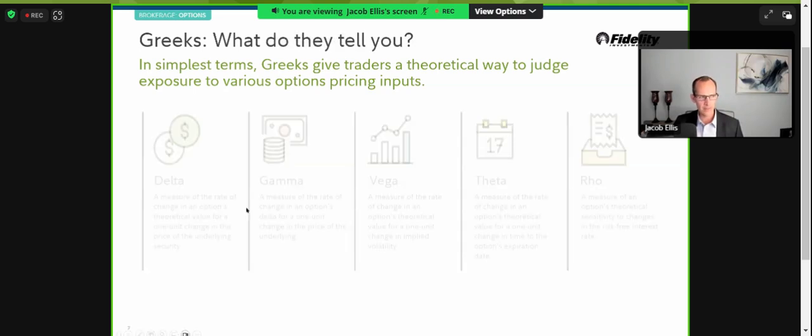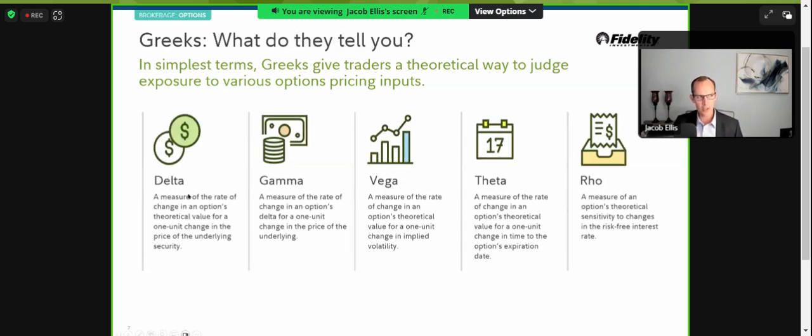If we look at delta, delta is the measure of the rate of change in the option's value for a change in the price of the underlying. Now, don't worry about the very verbose definitions that show up on each of these, a 1-unit change, etc. Delta is measuring if the stock goes up by $1, how much does my option premium change? That's delta. Stock moves by $1.